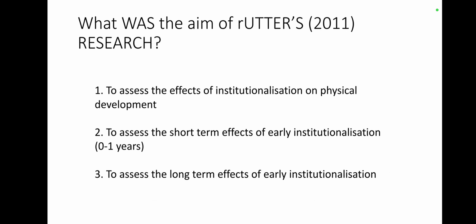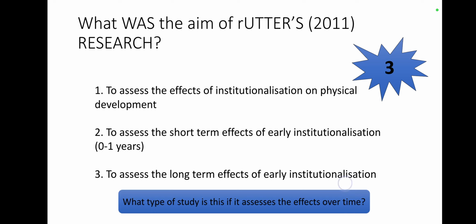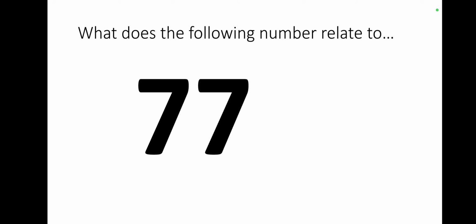What was the aim of Rutter's research? And again, should be nice and quick, to assess the long-term effects of early institutionalisation. What type of study is this if it assesses the effects over long term? And hopefully you've got longitudinal springing into your mind there as well.